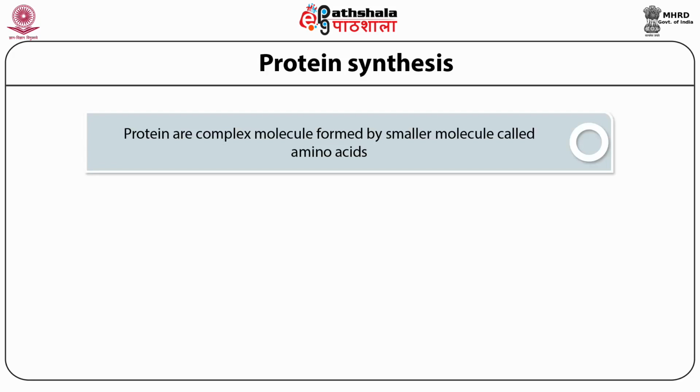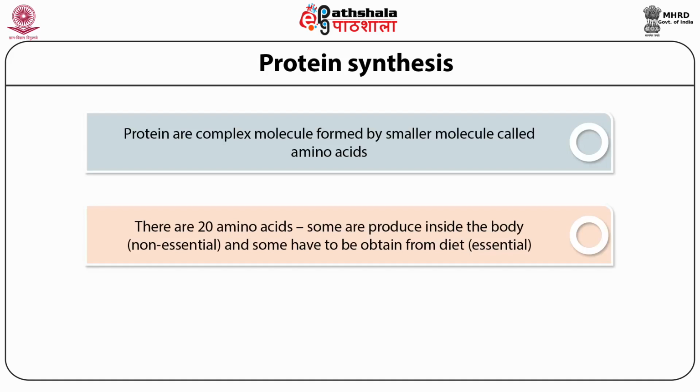Amino acids have the ability to form long chains by bonding to each other. There are 20 amino acids, of which 9 cannot be synthesized in the body and have to be obtained from the diet. These are known as essential amino acids. The remaining 11 non-essential amino acids are produced inside the body. These amino acids line up in a particular sequence to produce a specific protein.